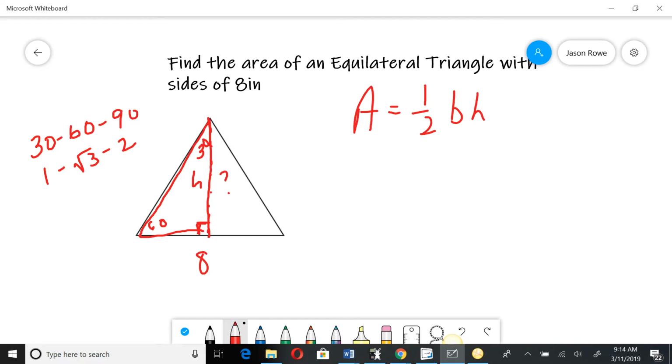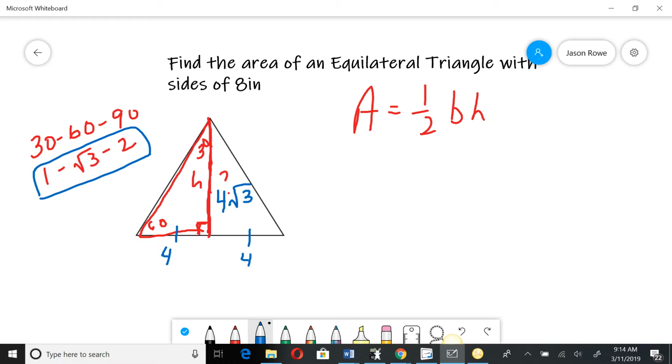Since this is an altitude of an equilateral triangle, it's going to split this base in half. I'm going to erase this so we don't see that in the way. So each one of these is 4. Now using the special right triangle ratios, if the short side is 4, then this height, which is the long side, is going to be 4 times the square root of 3.